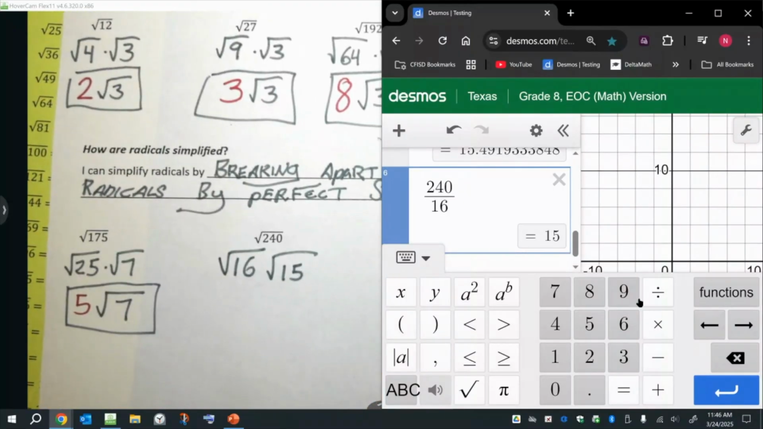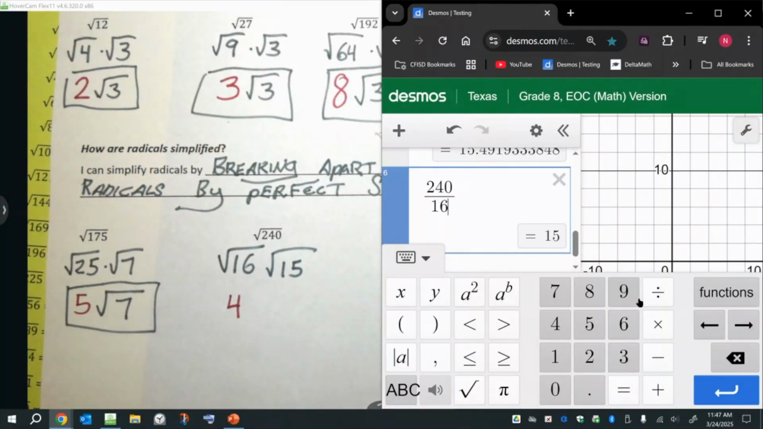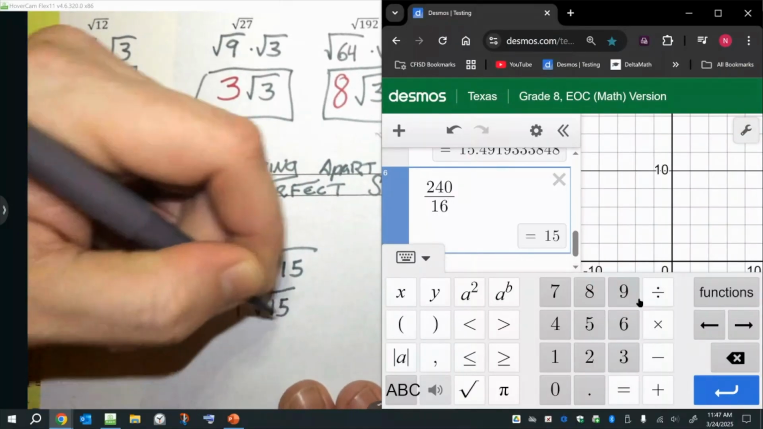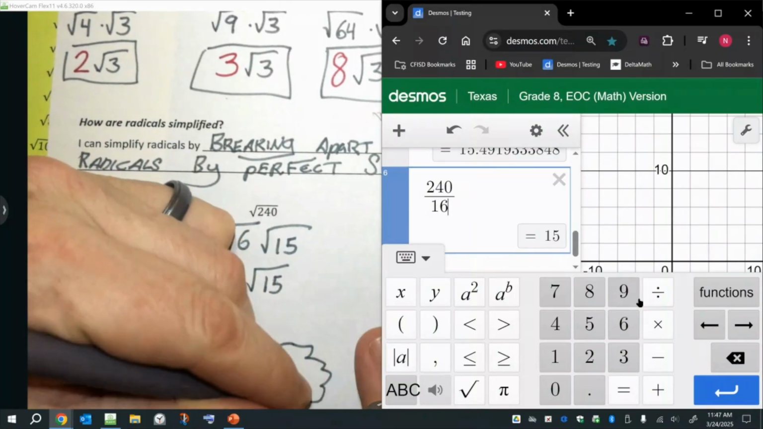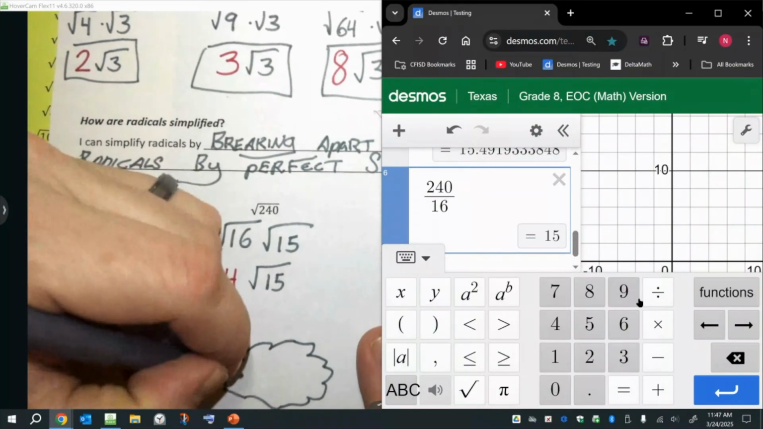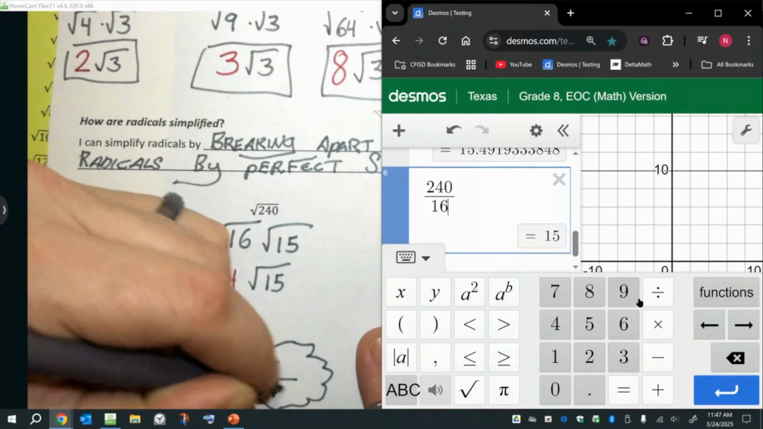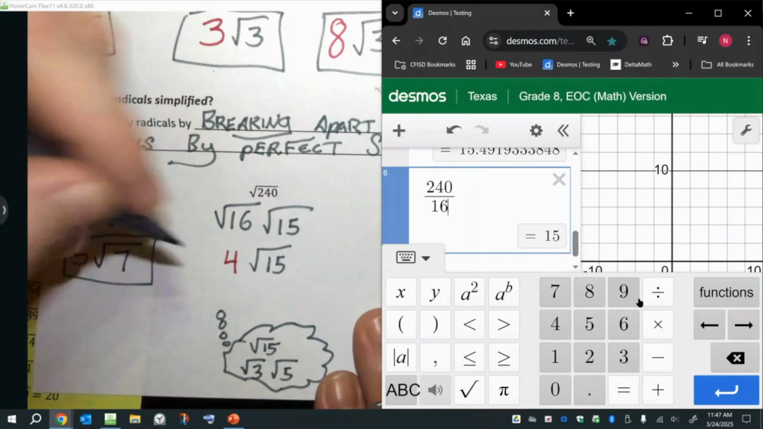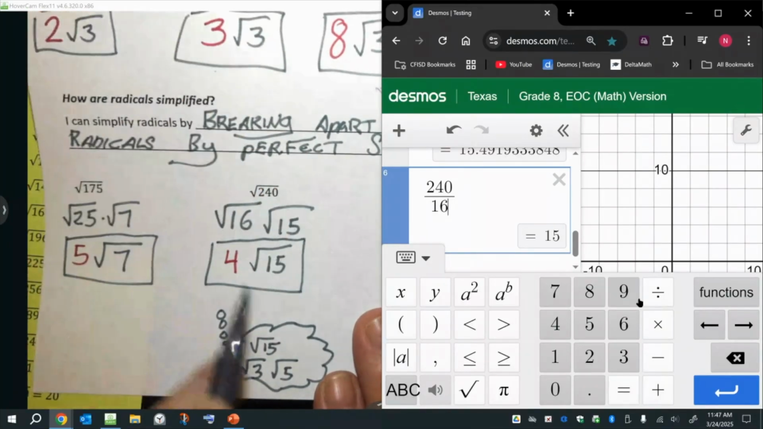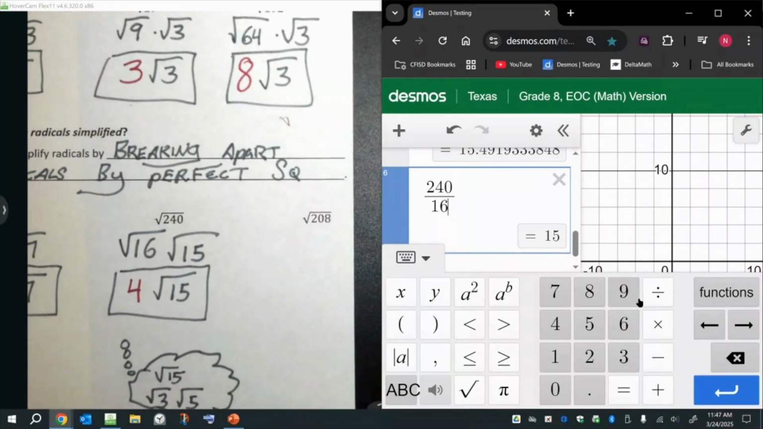Cool. So the square root of 16 is 4. The square root of 15 is just the square root of 15. Why? Because here's what we're thinking. I can break the square root of 15 down to the square root of 3 and the square root of 5. But the thing is that 3 and 5, they don't break down to anything. So I'm just going to keep it as 4 root 15. That is the smallest number possible in there. All right, so let's try the next one.